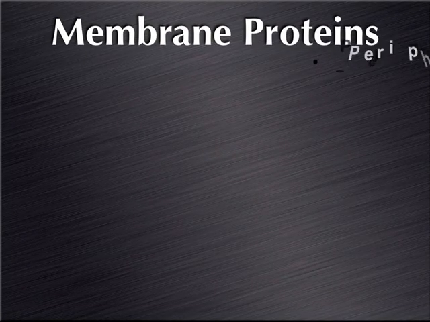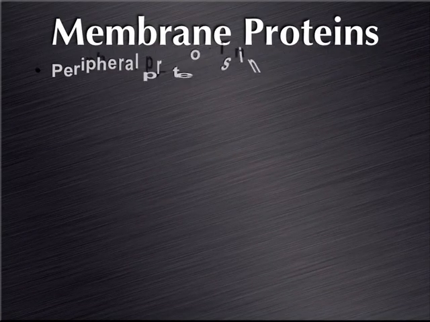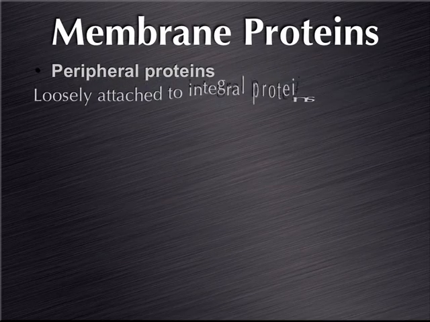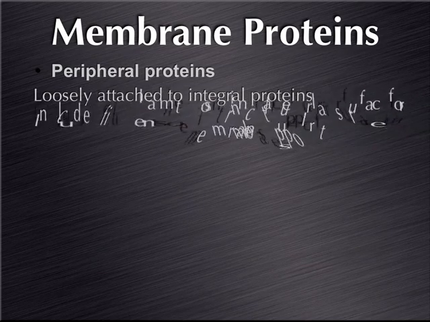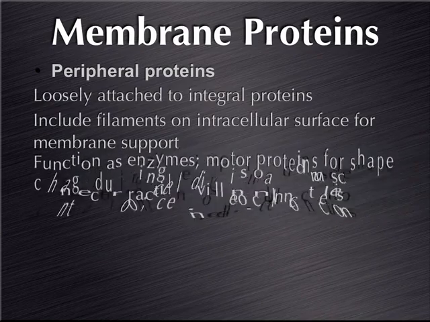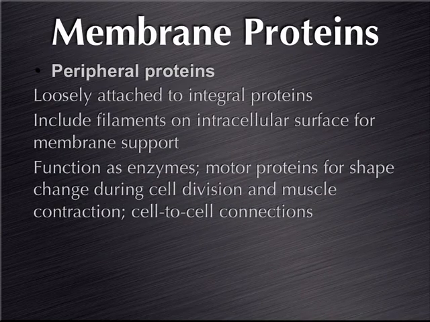Peripheral proteins are a little different than integrals. They are sometimes loosely attached to the integral proteins. They're also often attached to filaments on the inside of the cell. These do all sorts of jobs that are unique to individual proteins. Some of them are enzymes. Some of these are motor proteins to help move cells around and to help cells rearrange themselves as they're dividing, or help with muscle contraction, or in some cases they're used for cell-to-cell connections.